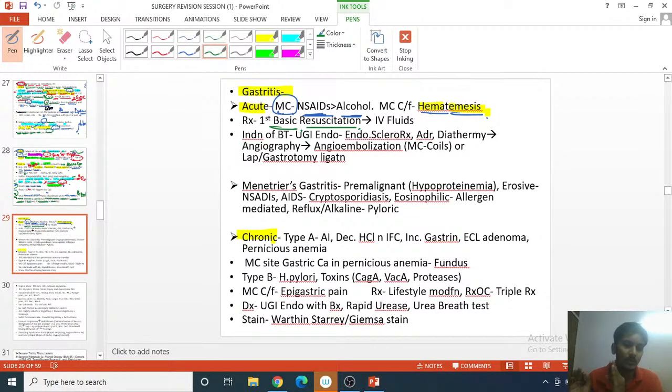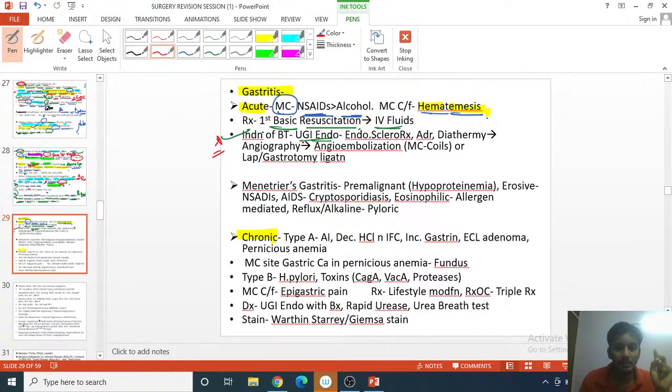ठीक है, IV fluids वगैरह start कर दोगे तुम. So if IV fluids वगैरह are an option, the first step would be that. Okay, so remember, first is basic resuscitation, that is your IV fluids would be started. Indication of blood transfusion कब होगा? Upper GI endoscopy करोगे, and if still it is bleeding after performing all this, then it is an indication of blood transfusion.